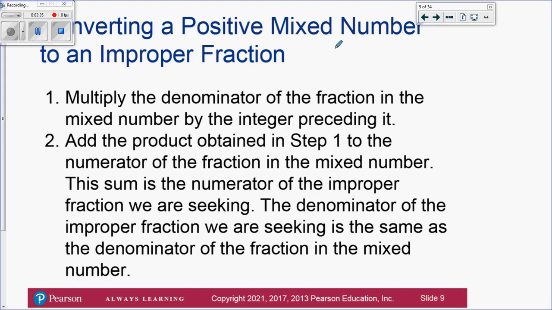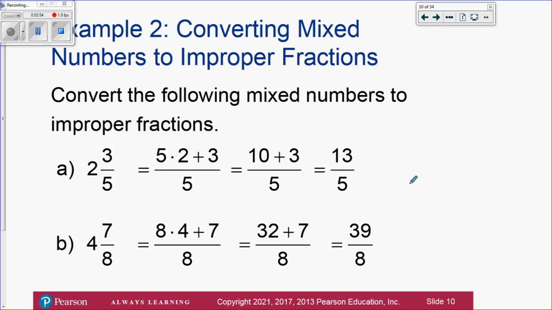So if you want to change a mixed number to an improper fraction, you multiply the denominator of the fraction in the mixed number by the integer preceding it, then add the product obtained in step 1 to the numerator. The sum is the numerator, and the denominator stays the same. That's a summary. You could read it. But what you do here is you take 5 and 2 and you multiply it and add 3. So 5 times 2 is 10, adding 3, changing it to an improper fraction is 13 over 5.